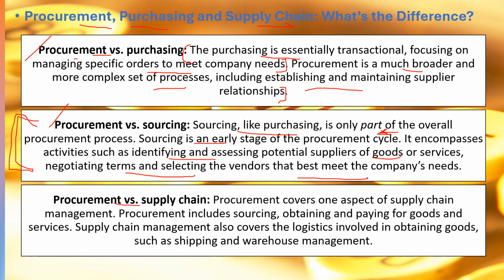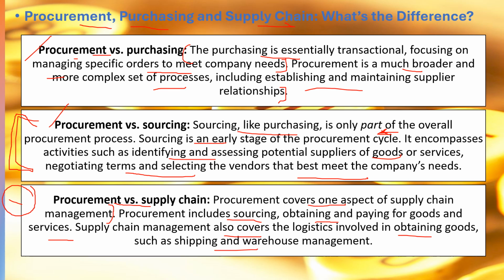Next is, guys, procurement versus supply chain. Procurement covers one aspect of supply chain management. You can say procurement is a subset of supply chain. Everything which we discuss, purchasing, sourcing, and procurement, comes under supply chain. So supply chain is something bigger. Procurement includes sourcing, obtaining, and paying for goods and services, while supply chain management also covers logistics involved in obtaining the goods, such as shipping and warehouse management.